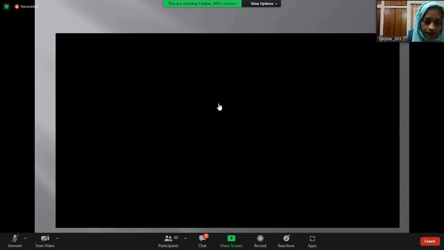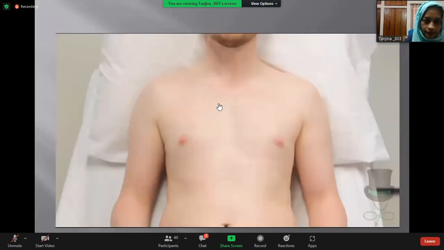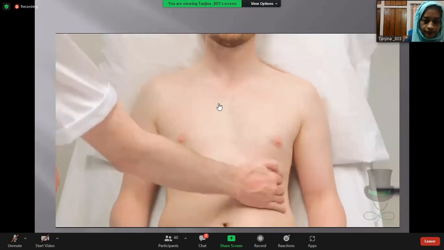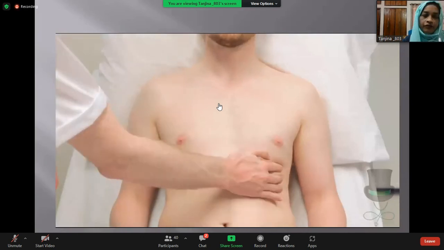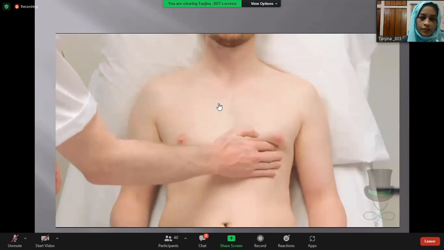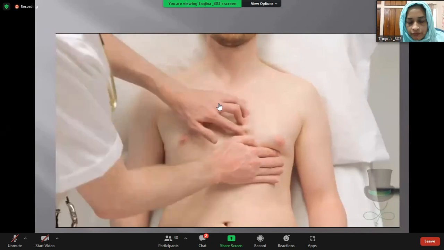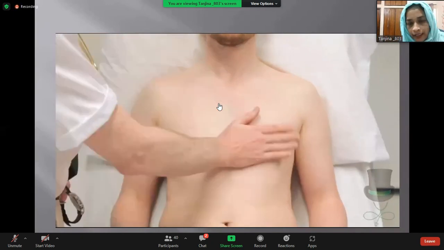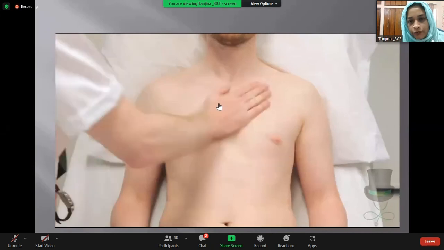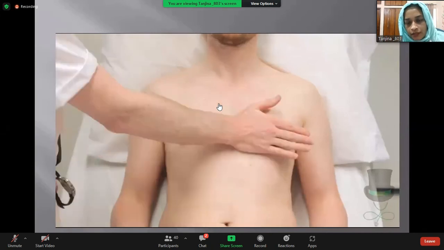First do the general inspection, then palpate the apex beat. First palpate with the palmar surface, then localize with a finger and count from the sternal angle to find the space of the apex beat. It is the 5th or 4th intercostal space. Then palpate for any thrill in all four areas.